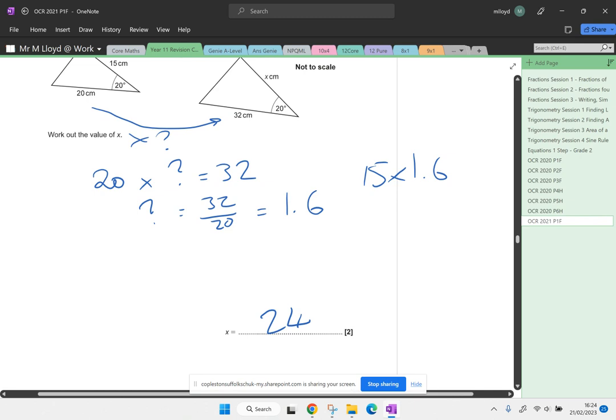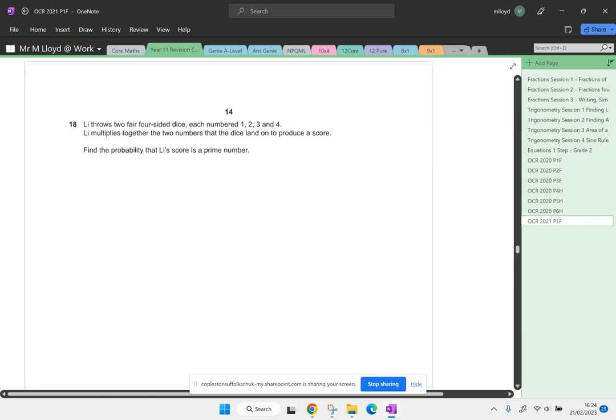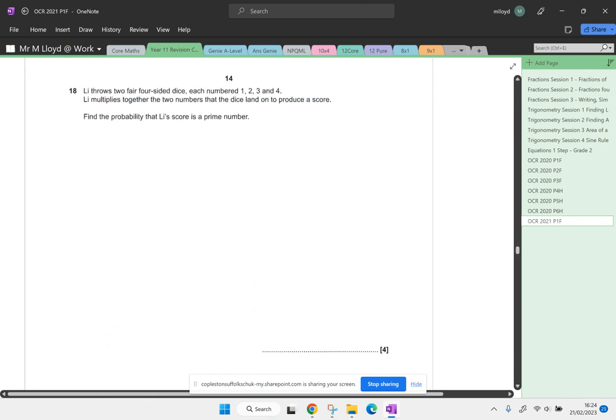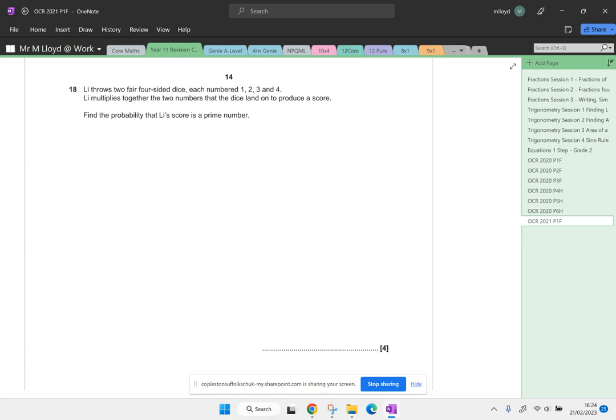Okay, right, next question. 18, 4 marks for this. Lee throws 2 fair 4-sided dice, each numbered 1 to 4. Lee multiplies together the 2 numbers that the dice lands on to produce a score. Find the probability that Lee's score is a prime number. So I'm going to draw a sample space diagram so I can see all of these options. Don't want to mess around here.